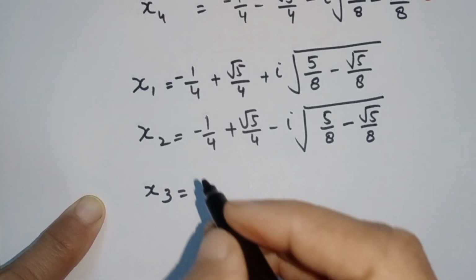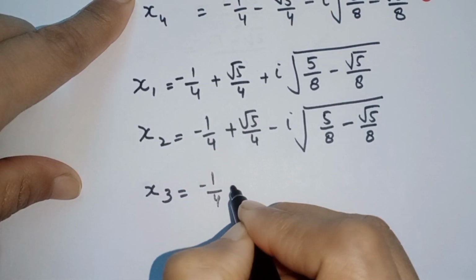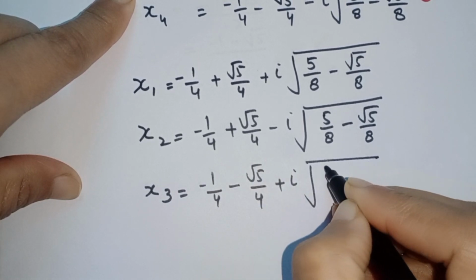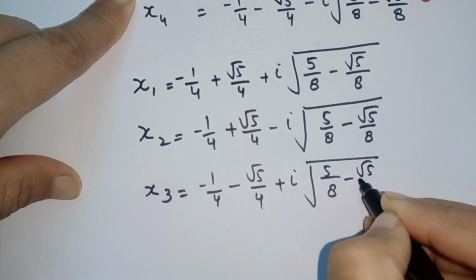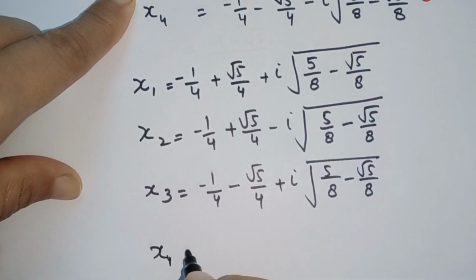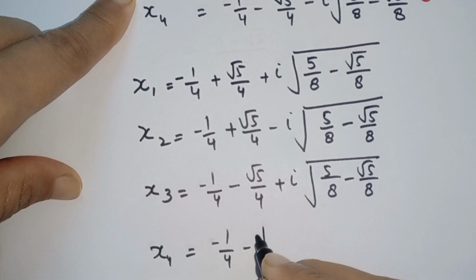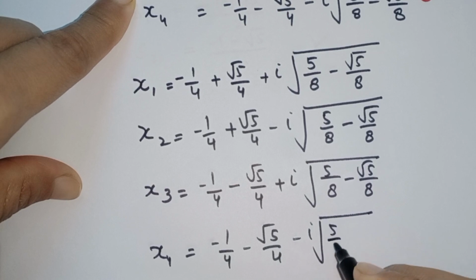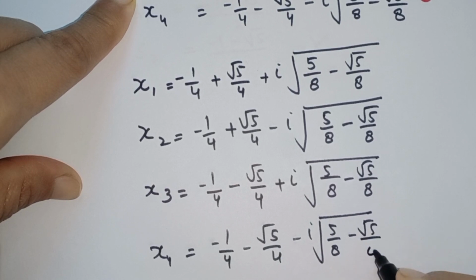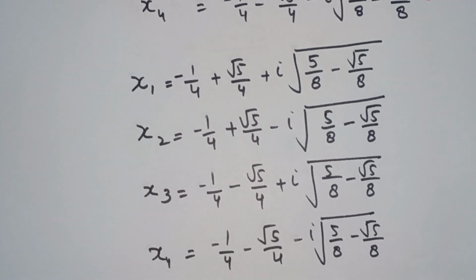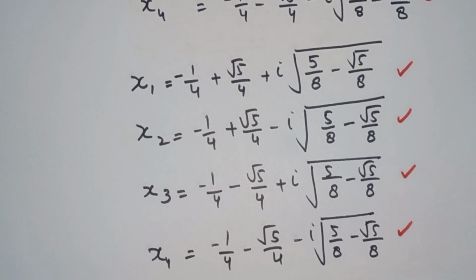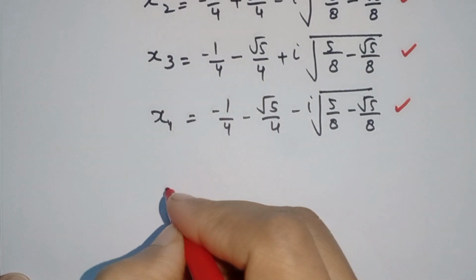Our x third is equal to, we know that, minus 1 over 4 minus square root 5 over 4 plus i 5 over 8 minus square root 5 over 8. So x fourth is equal to minus 1 over 4 minus square root 5 over 4 minus i 5 over 8 minus square root 5 over 8. So these all are complex roots. We have no real roots, no real solution. All solutions are complex roots.